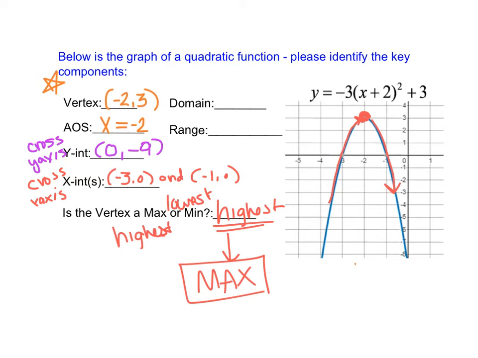Then lastly, I need to determine my domain and range, and I notice that my graph is going forever to the left and forever to the right, so my domain is all real numbers. And then my range, the y values that I need to make points on my graph, start at 3, and then they go down. So my range is going to be y is less than or equal to 3.